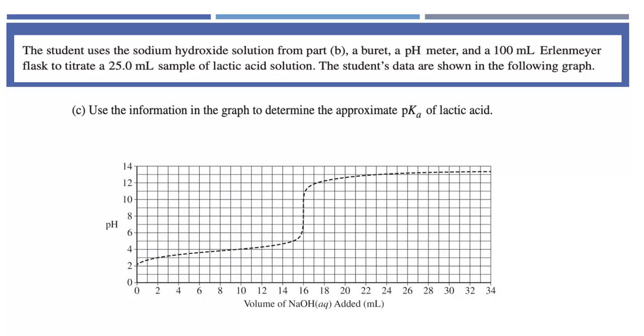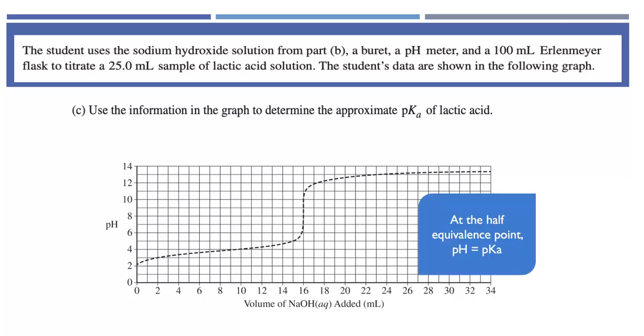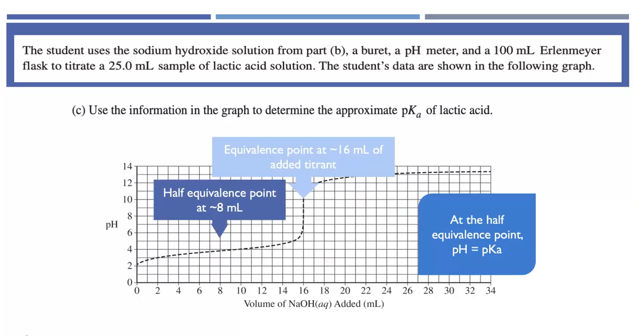So to answer this question, we need to remember that at the half equivalence point, the pH of the solution equals the pKa of the weak acid. Great. So how do we find the half equivalence point? Well, the best way to start with that is to find the equivalence point, which is at about 16 mL of the added titrant. The reason we know that is because at 16 mL, see that really sharp rise in the pH before it levels off? That tells us where our equivalence point is. So that's at 16 mL. So the half equivalence point is half of the volume of reaching the equivalence point, or 8 mL.